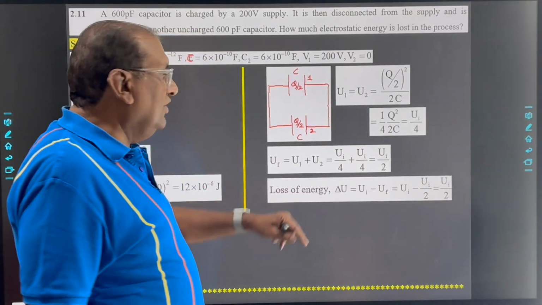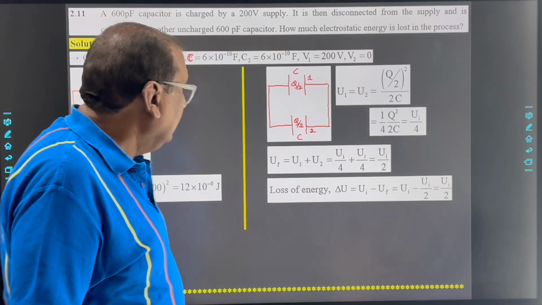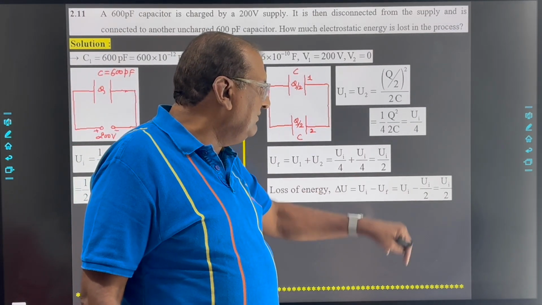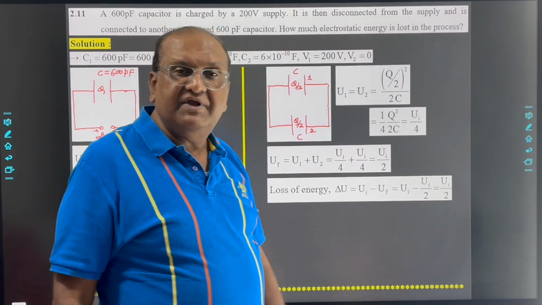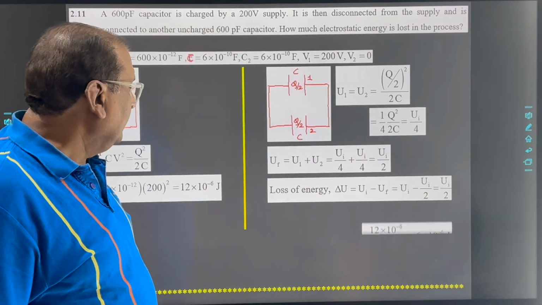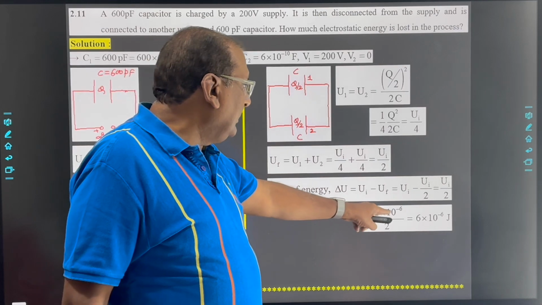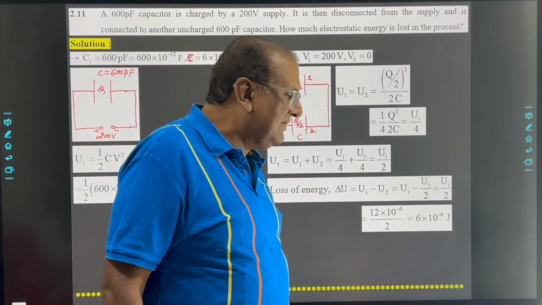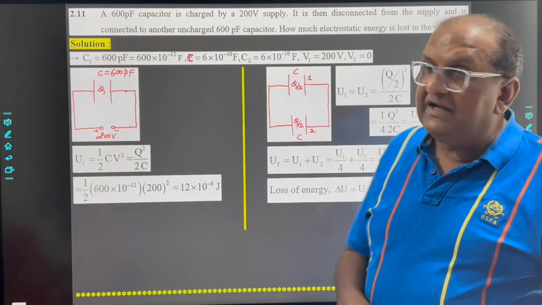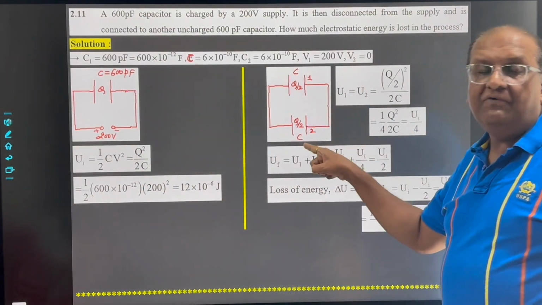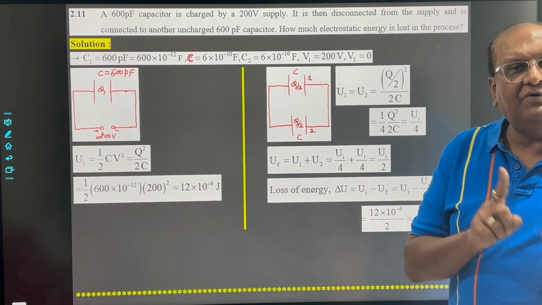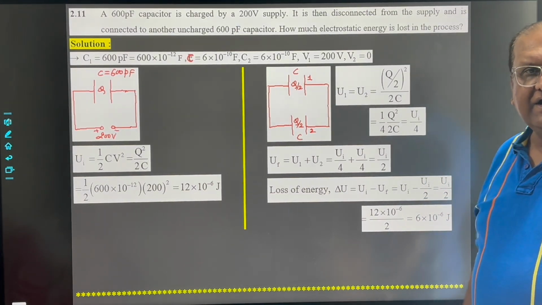So loss of energy is Ui minus Uf, that is Ui minus Ui by 2, that is Ui by 2. So here 12 into 10 raised to minus 6 by 2, that is 6 into 10 raised to minus 6 joule. So here during the distribution of charge, the energy will be lost in the form of heat. Clear to all of you?